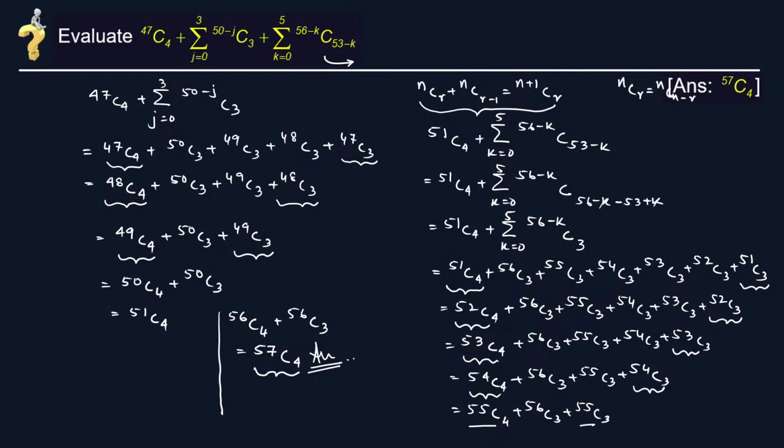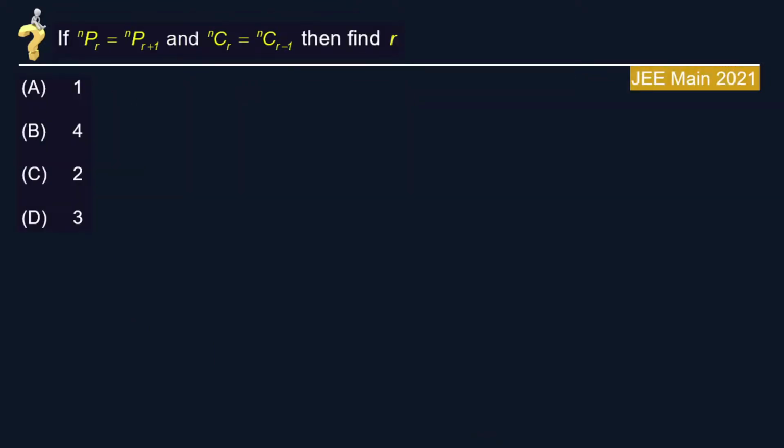So let me take another problem. See this question which came in JEE Main 2021. They have said that nPr equals nPr+1 and nCr equals nCr-1. Now from here it's pretty simple, because in the first case I have to use the formula for nPr, but for the second case no need to use the formula. You will simply say that either r equals r-1, but this is not possible, or r plus r-1 equals n. So from here we got one relation, 2r-1 equals n.